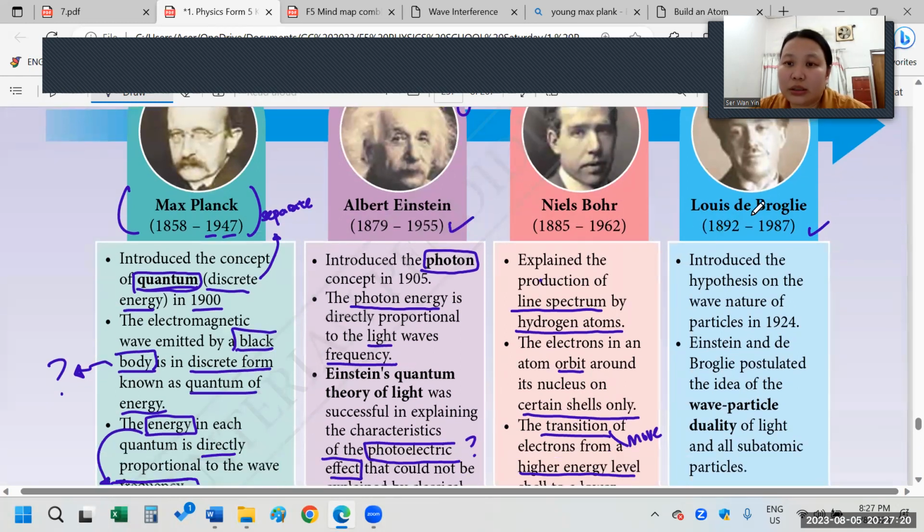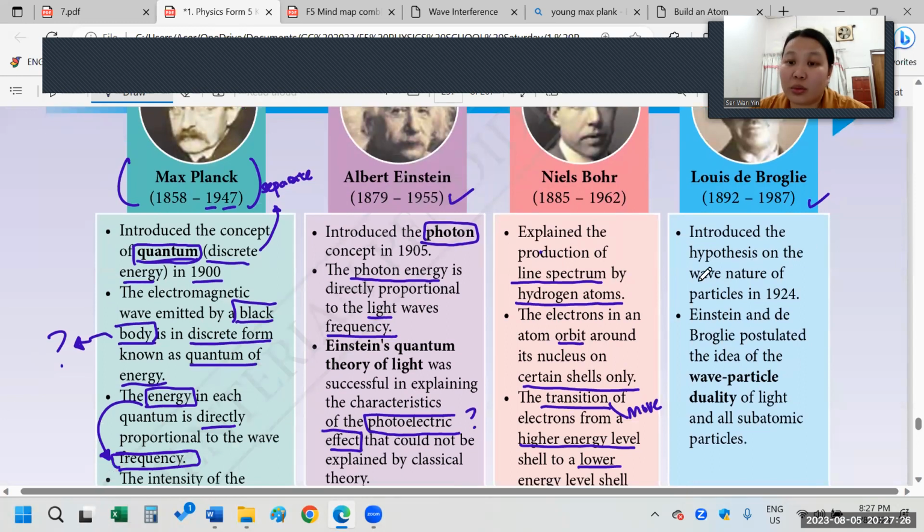Until here, Louis de Broglie, French. Okay, he introduced the hypothesis on the wave nature in 1924. At that time, Malaysia was still under British control. Japan not yet come. Our independence was in 1957. All right.